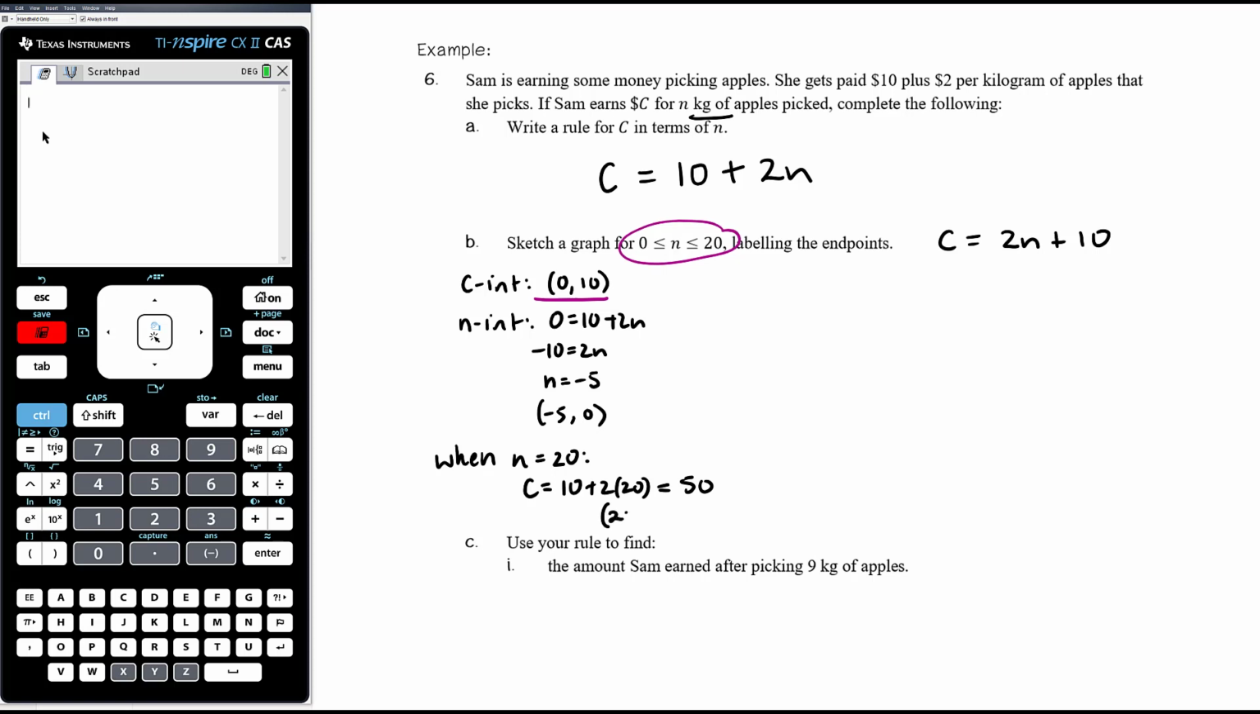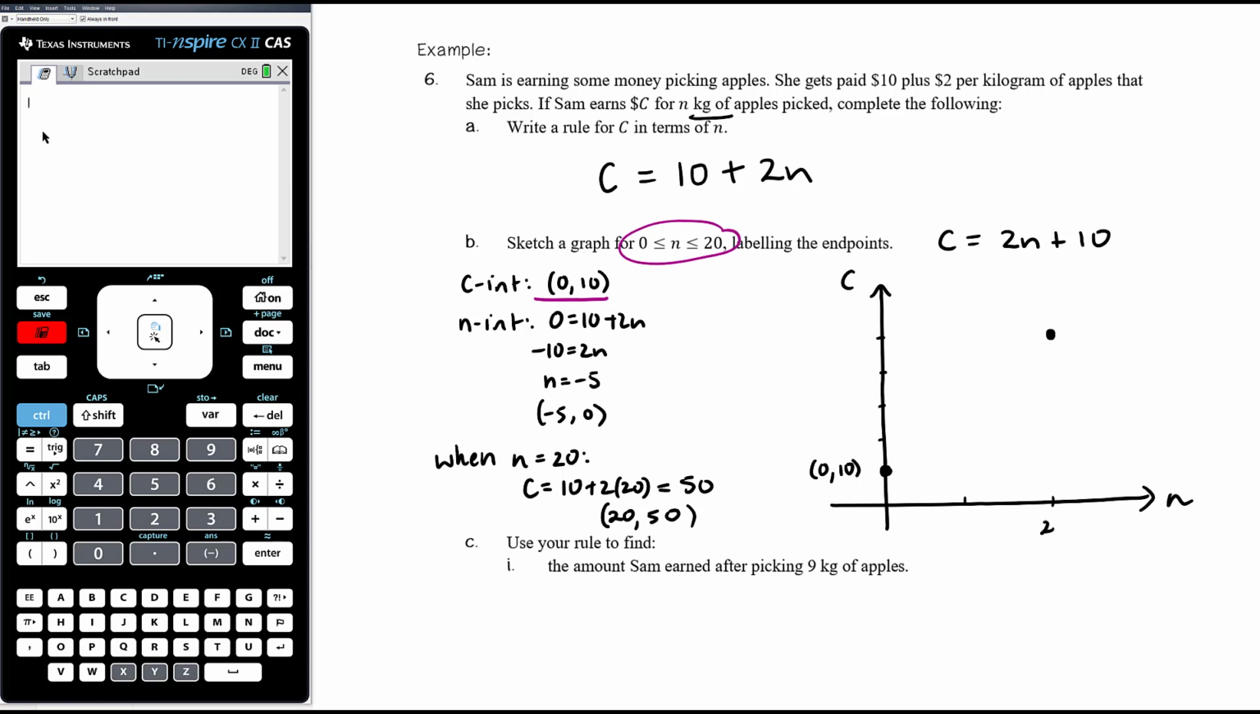So it goes through the point 20, 50. So we're going to draw a graph, n and c, okay. This is going to be 10, 20, 30, 40, 50, just to get my scale right, because I am going to have 2 points. We're going to go from 0, 10, which is there, that's the c-intercept, up to, it doesn't really matter how big I make the 20, I'm going to go with 10, 20 sort of, okay, up to this point at 20, 50.